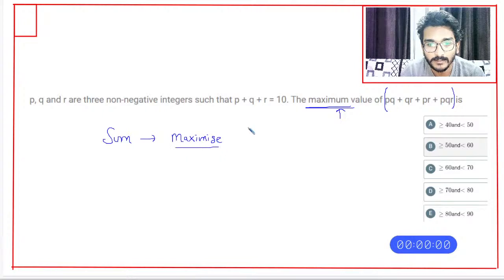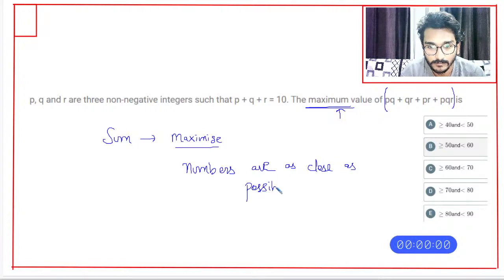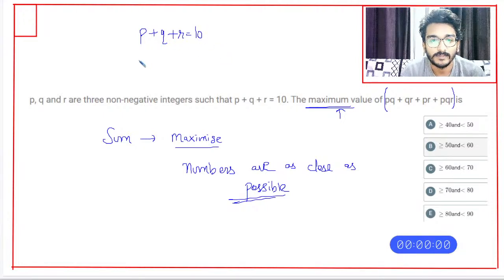Whenever the sum has to be maximized, the numbers must be as close as possible. So there are three numbers P plus Q plus R and it is equal to 10. How can you make them as close as possible? If they all are equal to 3, then it is 9. So I have to make one value equal to 4. So let's assume these are the particular values of these variables.